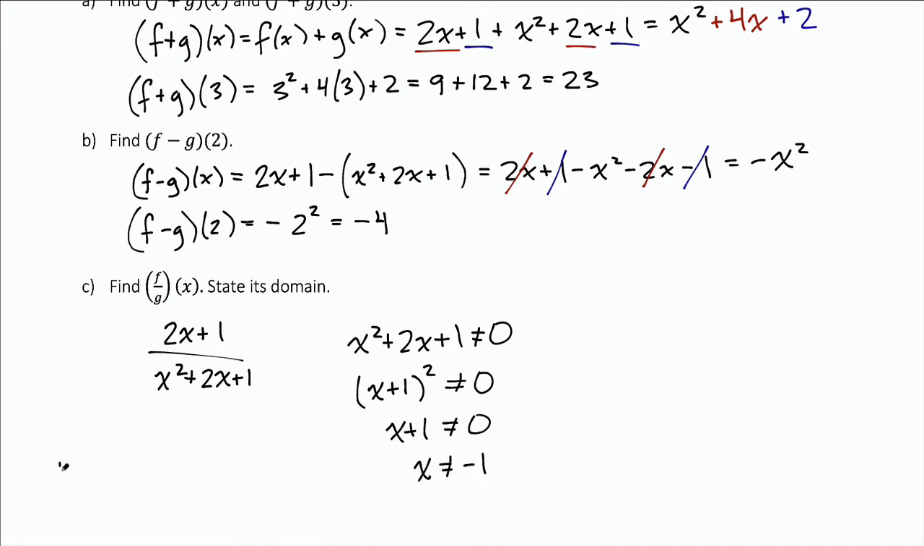And so our domain for this function, if we write this in interval notation, is negative infinity to negative 1, and then union negative 1 to infinity.